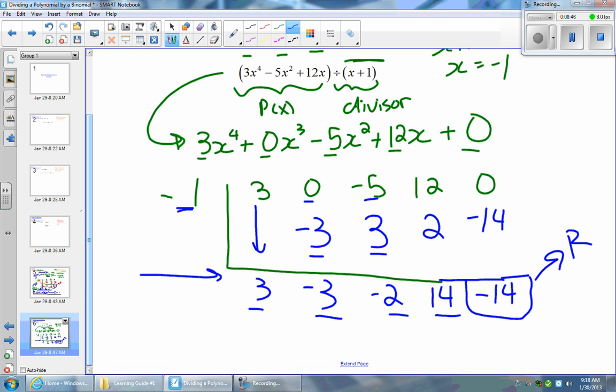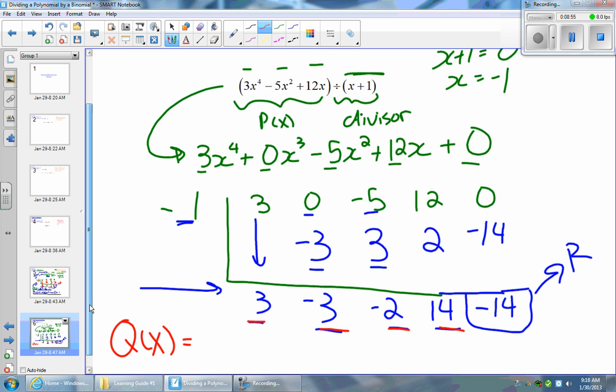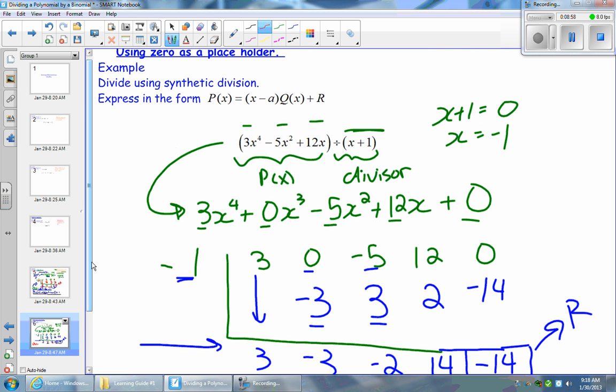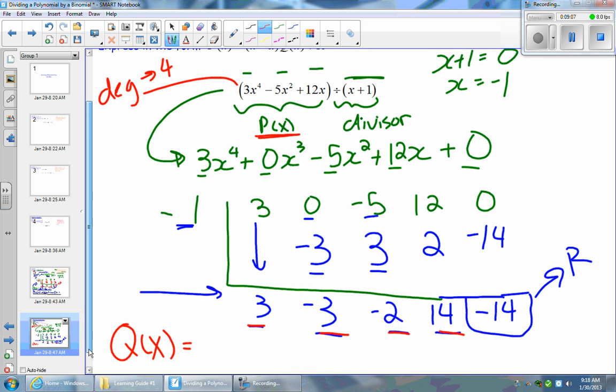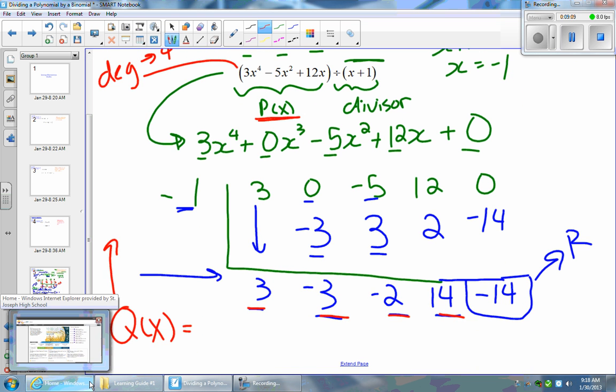And these 4 numbers are going to represent the coefficients of our quotient. So if we write our quotient out, it's going to be 1 less than the degree of the polynomial. Now the degree of this polynomial is 4. So we know the quotient has to be 1 less than that, which is degree 3. So to write this out, we start with the first term of our last row, 3x to the power of 3.